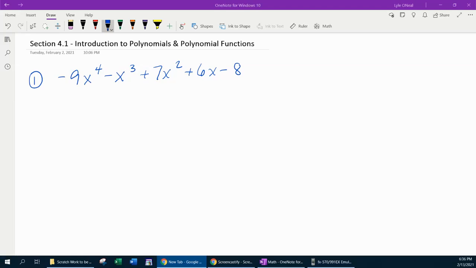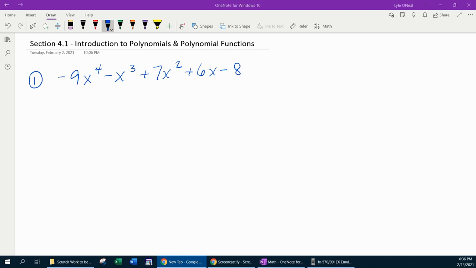Hello and welcome to our lesson on Introduction to Polynomials and Polynomial Functions. This is going to be from section 4.1 in our text. We're going to jump right into the examples to start explaining all of the wonderful concepts involved in this lesson.